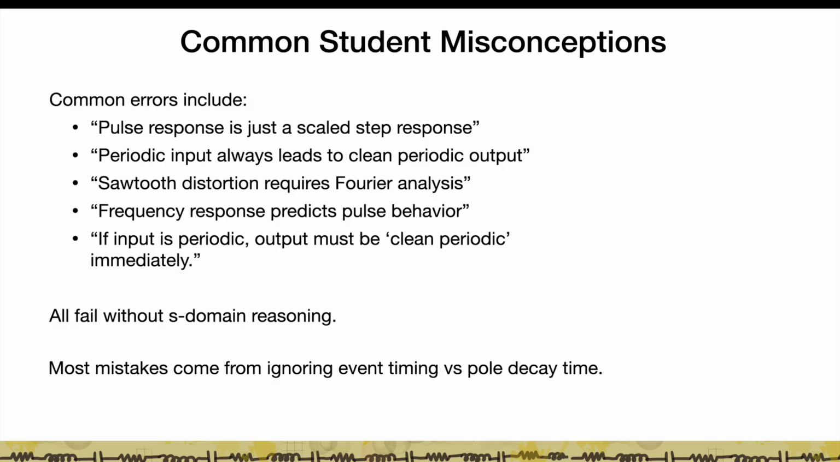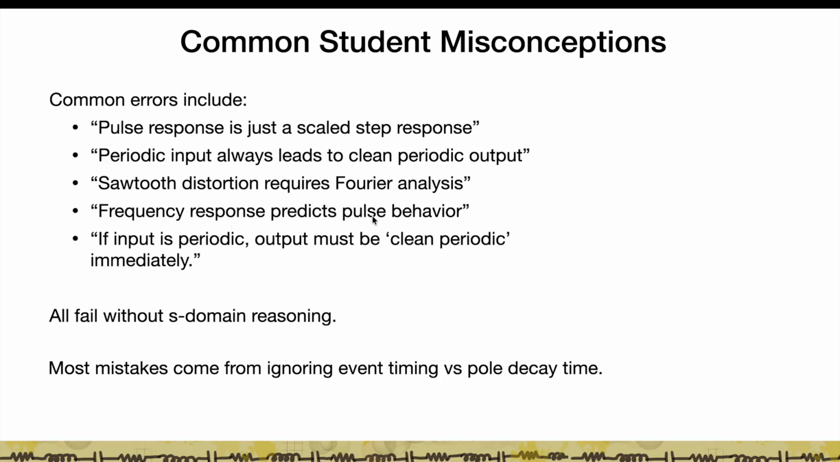So let's confront the misconceptions listed here. Pulse response is just a scaled step response. No, it is step on minus a delayed step off, 2 events. A periodic input always leads to a clean periodic output. Not immediately, and sometimes not clean, even in steady regime. Memory overlap creates baseline offsets and distorted periodic orbits. Sawtooth distortion requires Fourier analysis? Not for first-order prediction. Ramp plus reset reasoning predicts the main distortions.